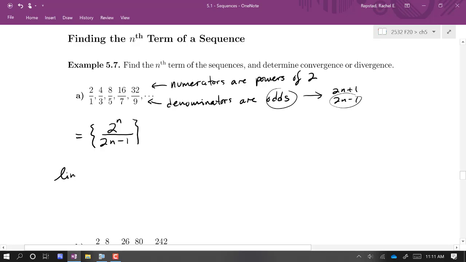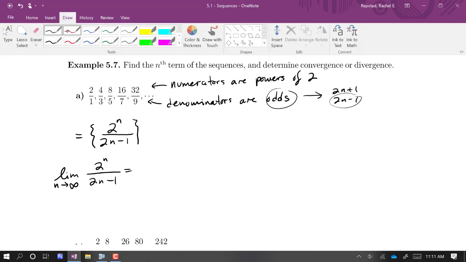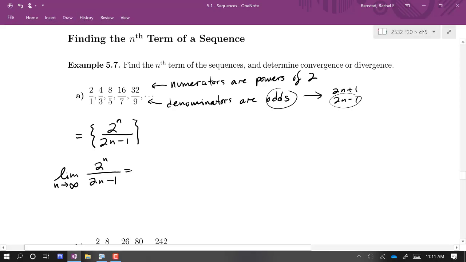But this is the nth term of the sequence, and then it says determine convergence or divergence. So let's see if we can't evaluate this limit. Now, as n approaches infinity, both the top and the bottom approach infinity. So this is an infinity over infinity. They're not both polynomials, so I don't just have that algebraic trick. So we're going to want to use L'Hopital. I'm going to rewrite this as the limit as x approaches infinity, so we have continuous functions.